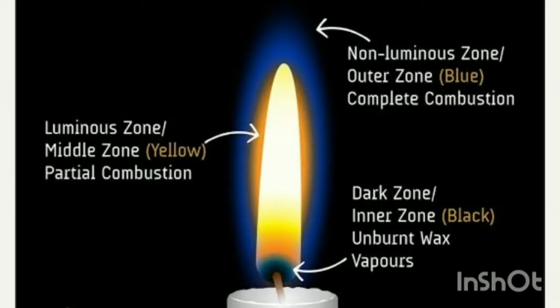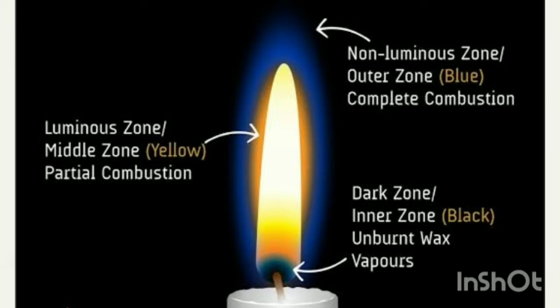Yellow flame is called luminous flame, and it emits a lot of light. This luminous flame experiences incomplete combustion, and it also leaves some black residue. Then the blue flame is called non-luminous flame, and it emits very little light. The blue flame experiences complete combustion, and the blue flame emits a lot of heat.